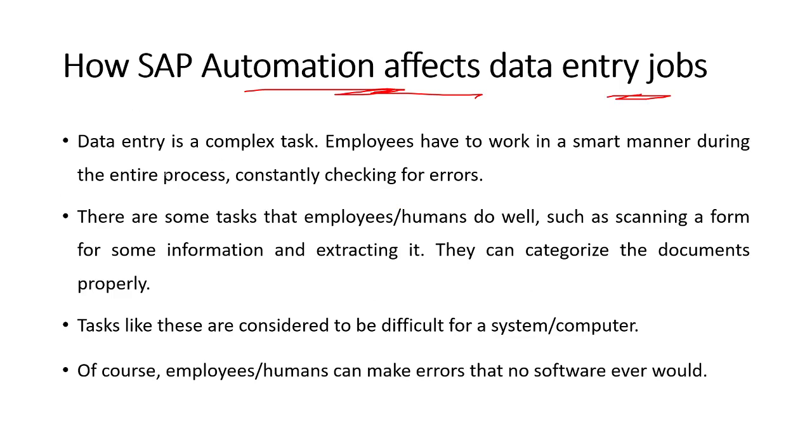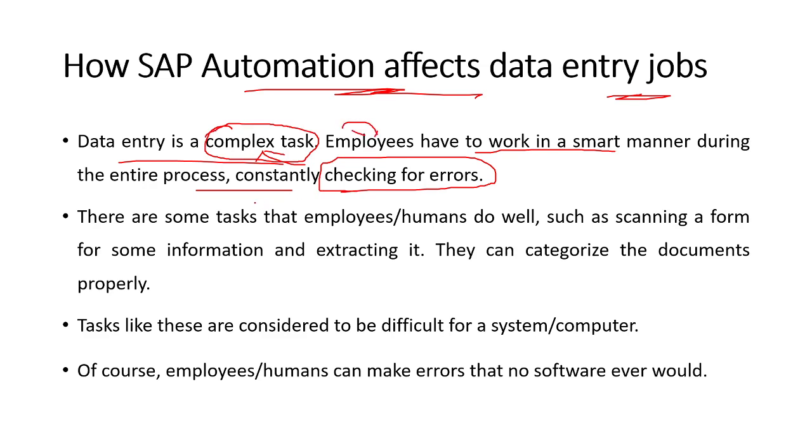Obviously it is true. See here, data entry is actually a complex task for human beings or for employees. So they have to work in a smart manner during the entire process, and constantly they have to check for errors. Obviously it is a hectic task, right? Correct, no? That's what it is telling, that data entry is a complex or hectic task for an employee or a human being generally. Clear? There are some tasks, it seems, that employees or humans have to do, such as scanning forms for some information or extracting it. They can categorize the documents properly like this.